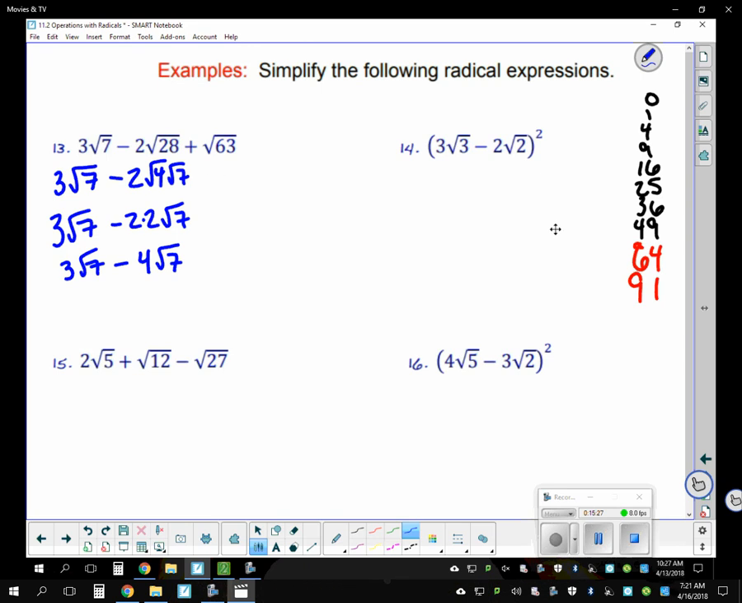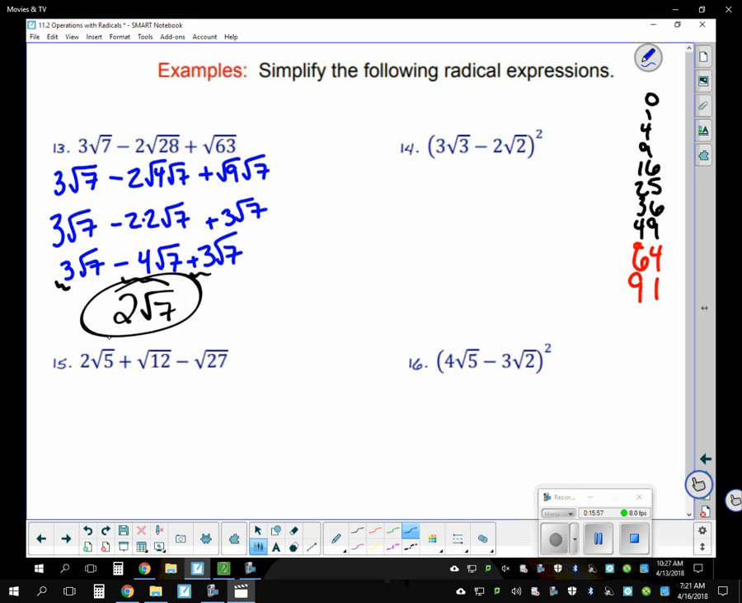Now, let me go back up. The 63, don't forget about it. We still got to deal with that. Anything it can be divided by, the biggest perfect square is 9. So plus radical 9 times radical 7. That's 3 radical 7. Bring that all the way down. And look there, all 3 are like radicals. So I need to combine the coefficients. So 3 minus 4 plus 3 gives me 2. I tack the radical 7 on the end, and look at how nice that is.